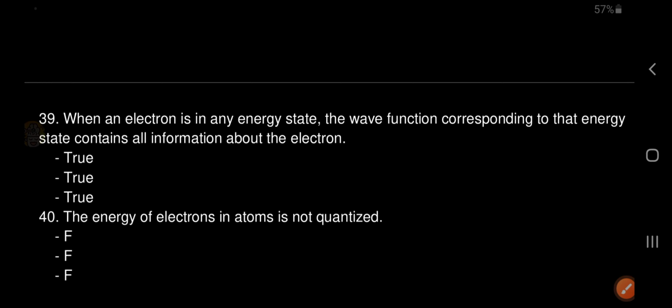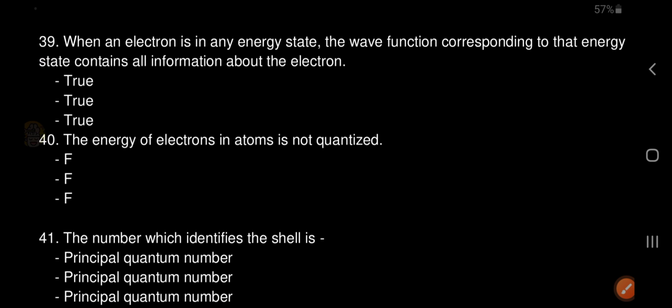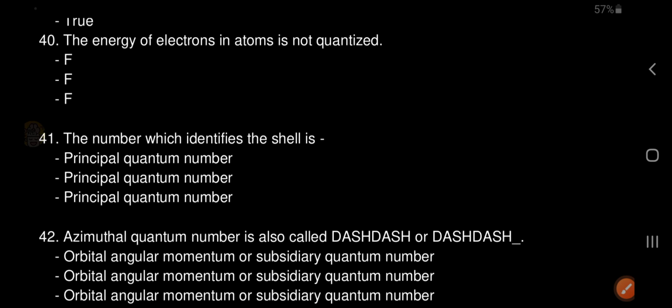When an electron is in any energy state, the wave function corresponding to that energy state contains all information about the electron. True. The energy of electrons in atoms is not quantized. False. The number which identifies the shell is the principal quantum number.